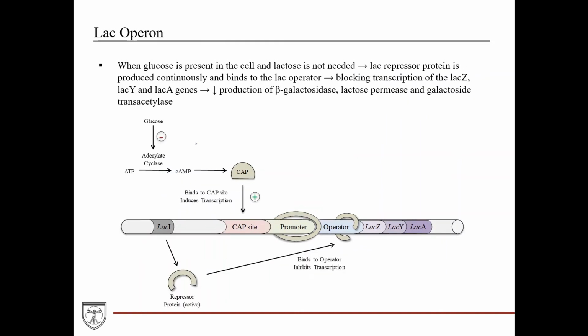However, when glucose is present in the cell and lactose is not needed, you have this Lac repressor protein. Remember this LAC-I gene? You have this Lac repressor protein, which is produced here. It's active. It binds to the operator region, which is shown here, and inhibits transcription. And in this state, when you have glucose present, this repressor protein is produced continuously. So you're continuously blocking transcription. And that makes sense. You have glucose present. You don't need to produce all this metabolic machinery to metabolize lactose because you're relying primarily on glucose. And thus, as a result of blocking transcription of these genes here, you're going to decrease production of their protein products.